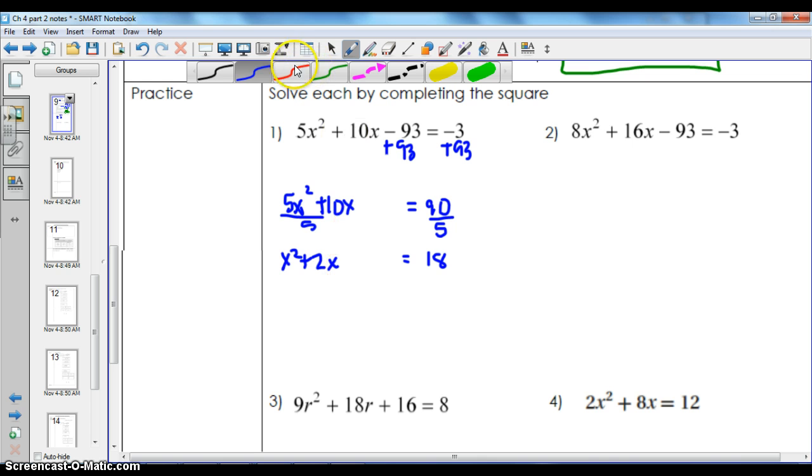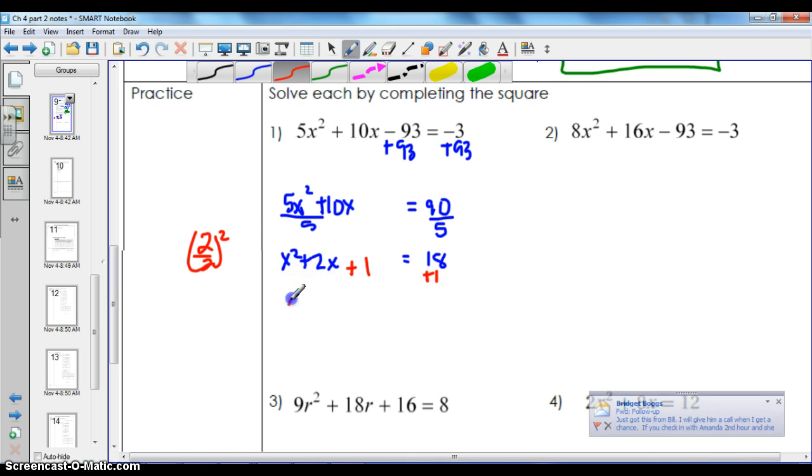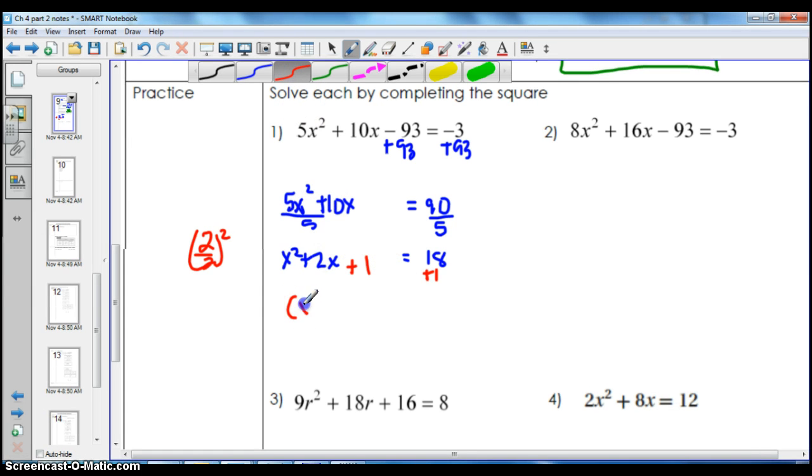So now we're going to add in that magic number. So we're going to take the 2 and divide it by 2 and square it. 1 squared is still 1. So 1 is our magic number. Now we can go ahead and factor. Plus 1 squared is 19.